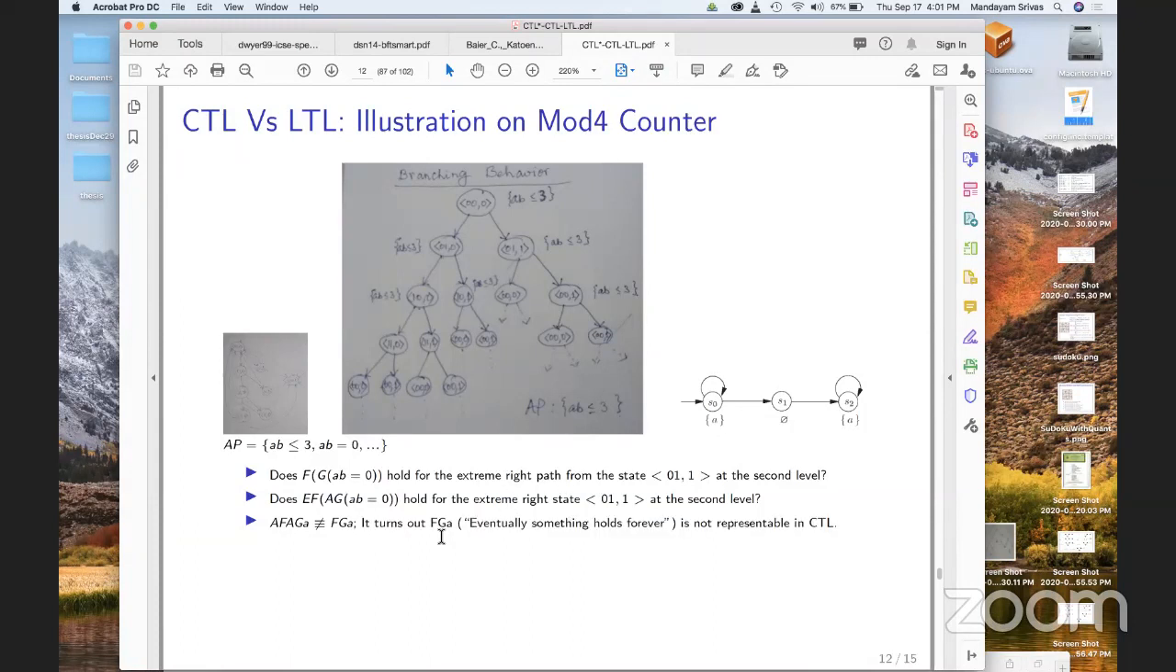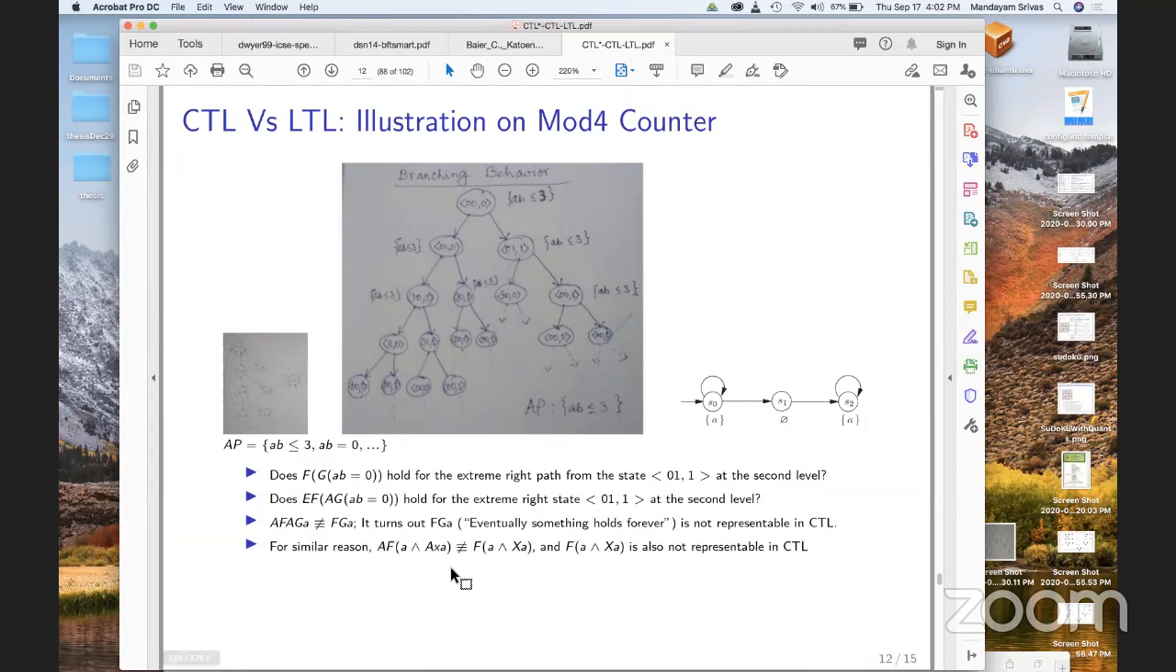It turns out that in this case, F of G of A, eventually something holds forever, is not representable in CTL at all. There are several other such things, and that is usually when you have a G followed by F. In this case it happened right at the beginning, but you can make lots of other examples in which you embed this F of G somewhere deep inside, and those things are also not representable.